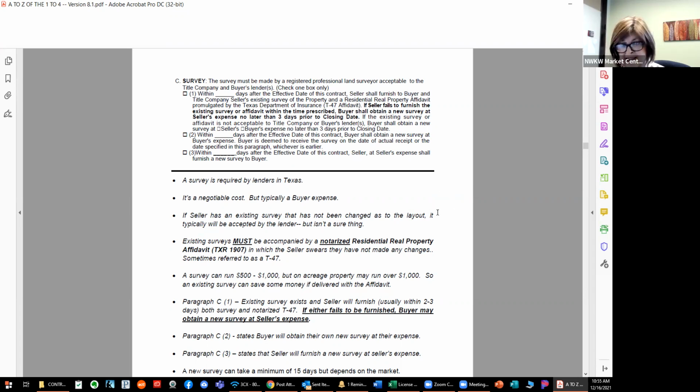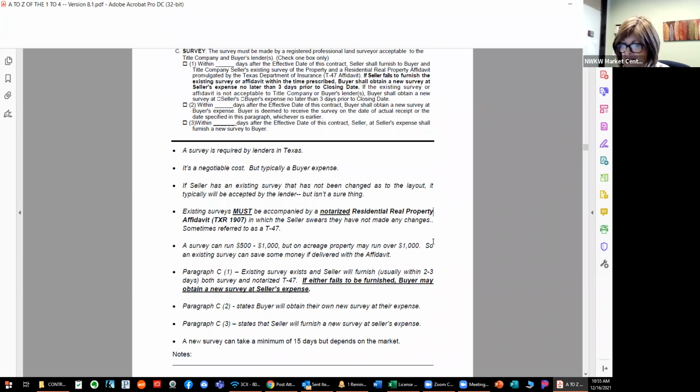If a seller has an existing survey that has not been changed as to the layout, it typically will be accepted by the lender, but it isn't a sure thing. It depends on how old it is. All they can do is say, I don't know of anything that's been changed since I've owned it.